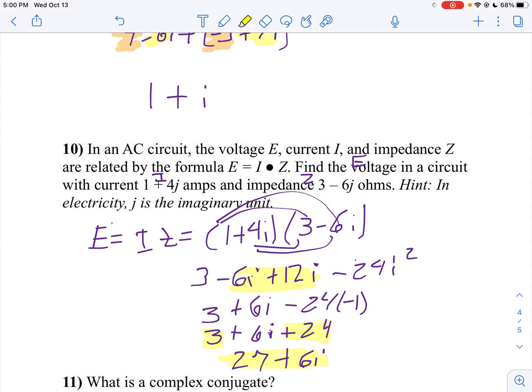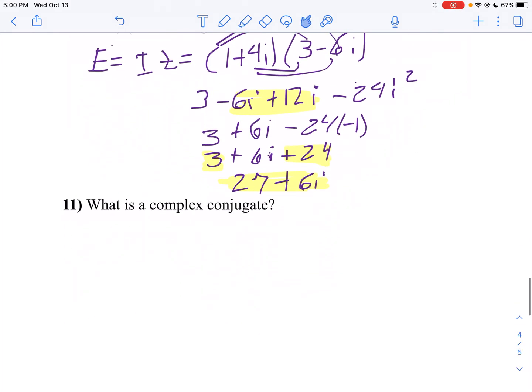A complex conjugate is two complex numbers where the imaginary parts are opposite. So if I have a complex number a plus bi, the conjugate then is a minus bi. We keep the real part the same, but the imaginary part we're going to do the opposite.